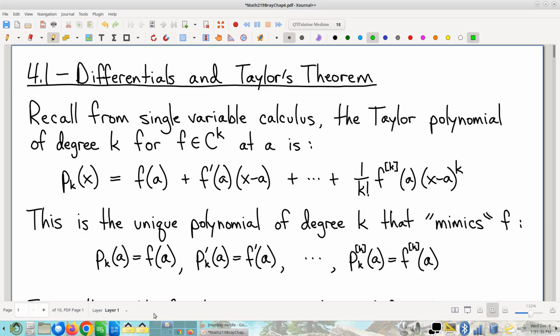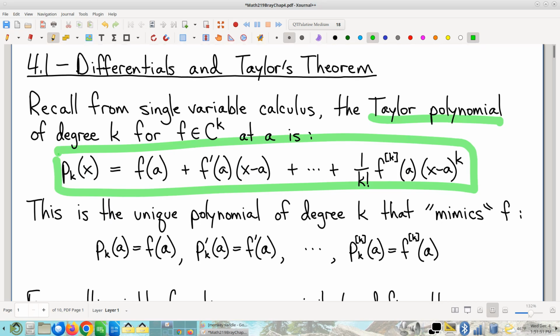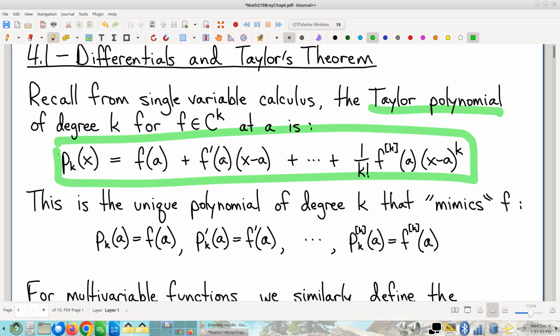Okay, I want to comment first about Taylor polynomials. I'm sure y'all remember this expression right here from single variable calculus classes. Taylor polynomials are good for a lot of different things. Where does it come from, right? Why do we talk about, how do we even define Taylor polynomials?